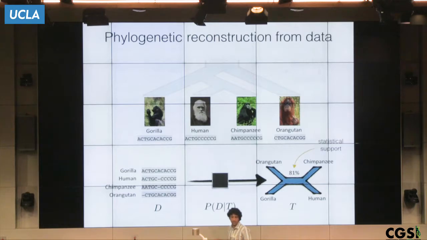So how does this likelihood framework work? Oh, before I go there, another thing that we could do if we have a likelihood framework is to also estimate how much confidence we have in various branches of that phylogeny. So when I say statistical support, this is what I mean: how much confidence we have in any branch of the phylogeny.